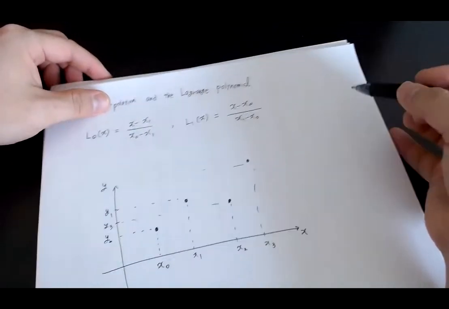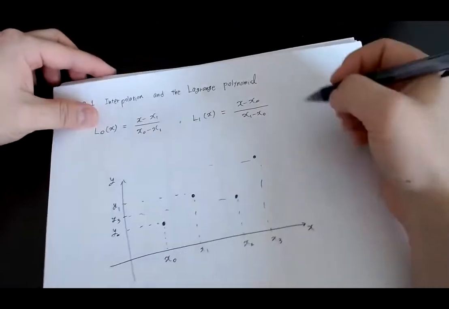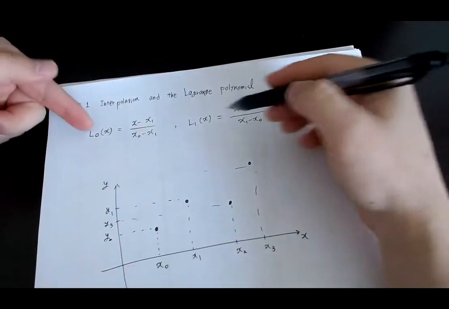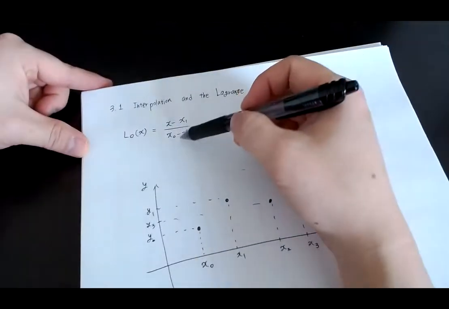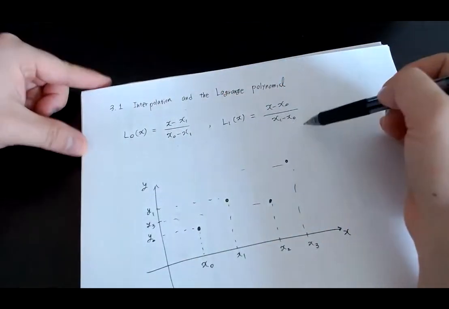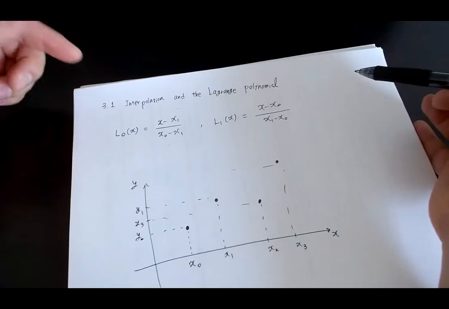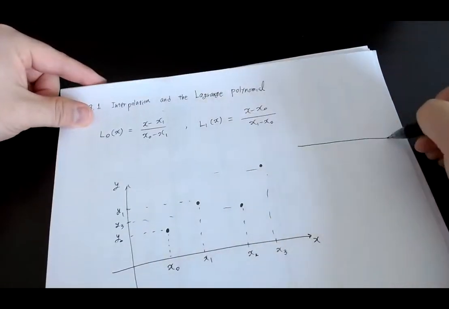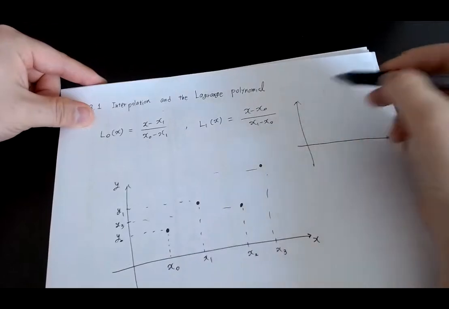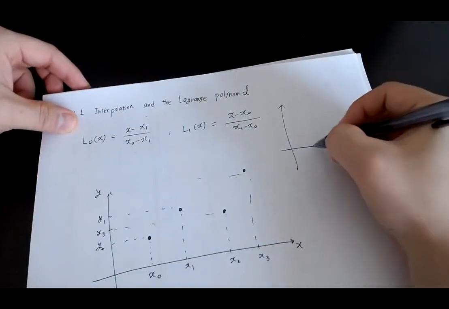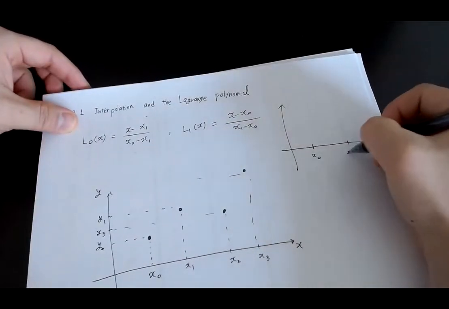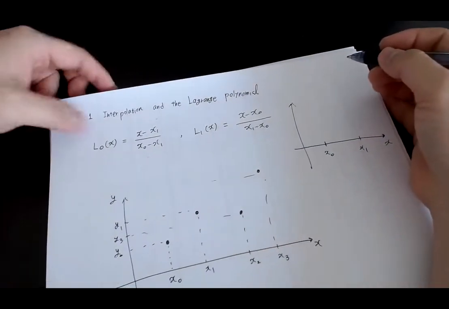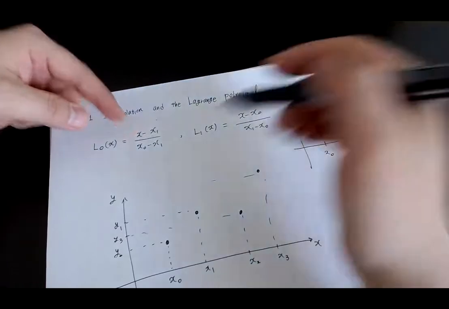Then what do these two functions look like? Actually, this is a linear function, right? That's also a linear function. They are linear functions. Let me plot the graph of L naught and L1 in another xy plane. The x-axis here is x naught, here's x1.